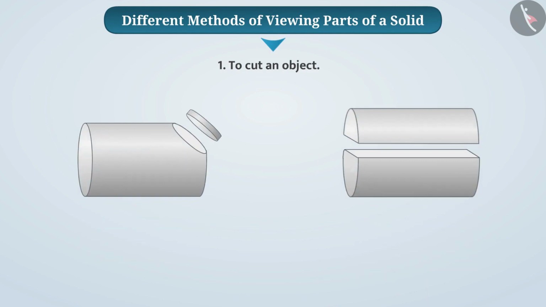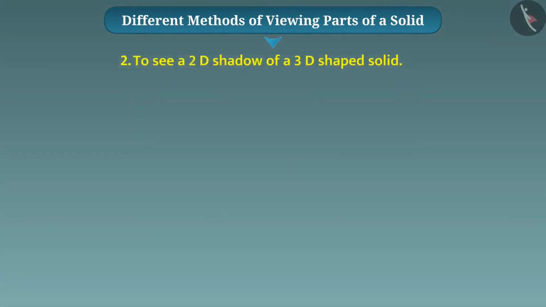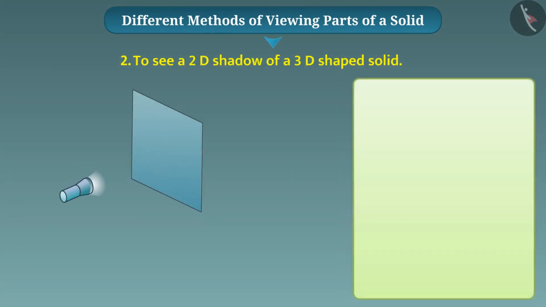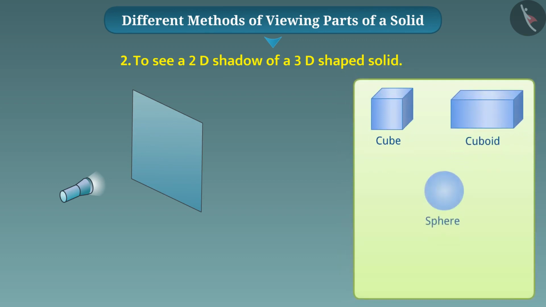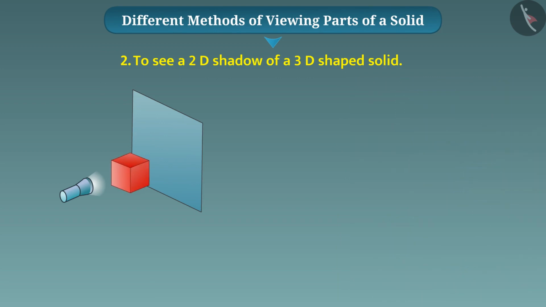Another method of looking at different parts of a solid is to see a 2D shadow of a 3D shaped solid. Let us also understand this with a fun activity. For this, you will need a source of light, a screen, and some solid shapes such as cube, cuboid, sphere, cylinder, pyramid. Now you can take a cube and place it in front of the screen. Focus light on it right from the front. You will get its shadow on the screen.